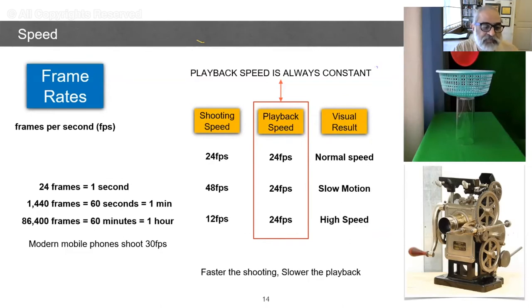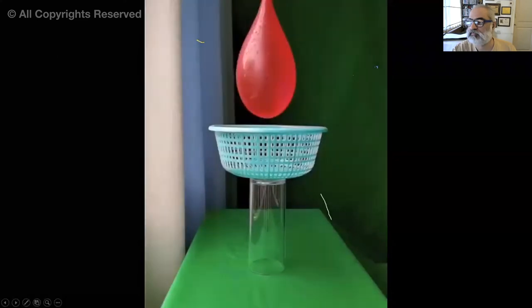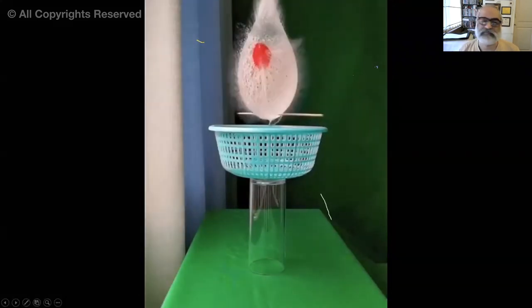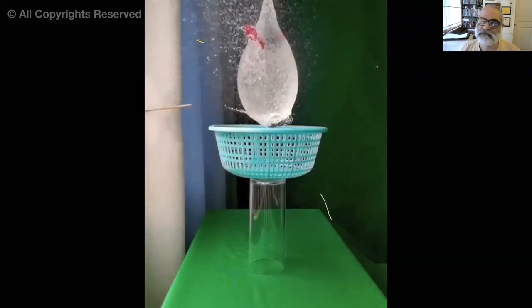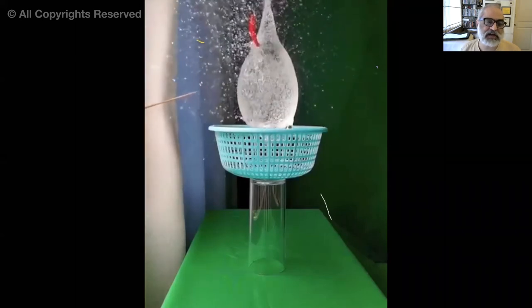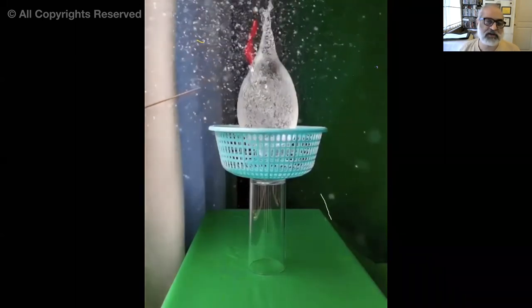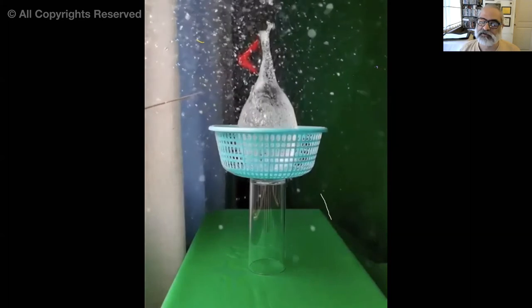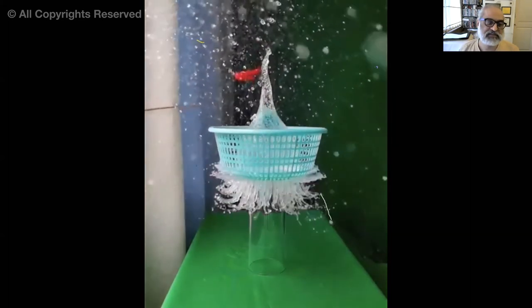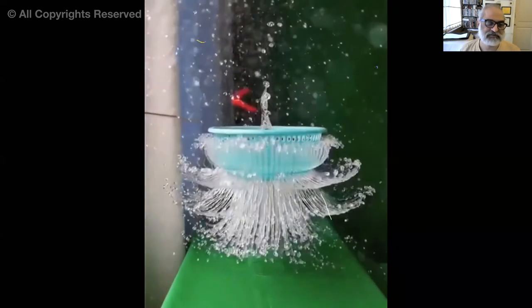Let me show you an example. Take a look at this. This is extremely high-speed photography. Very high-speed recording has been done. And see the net result when you're playing it back.